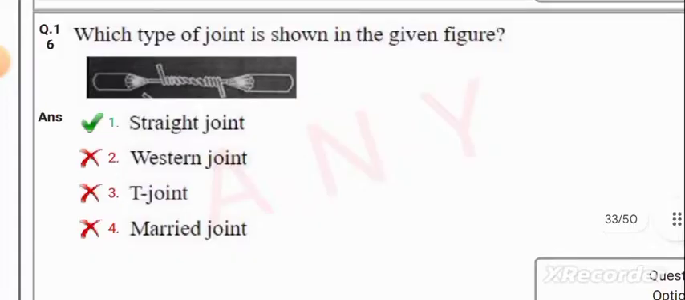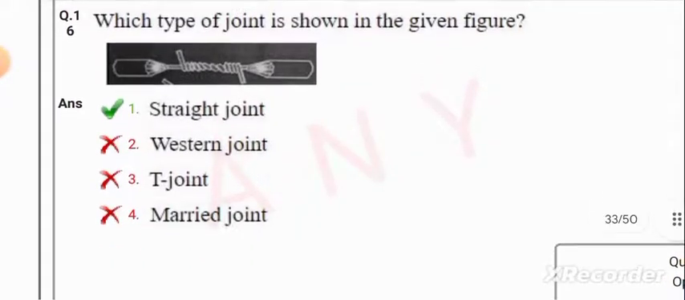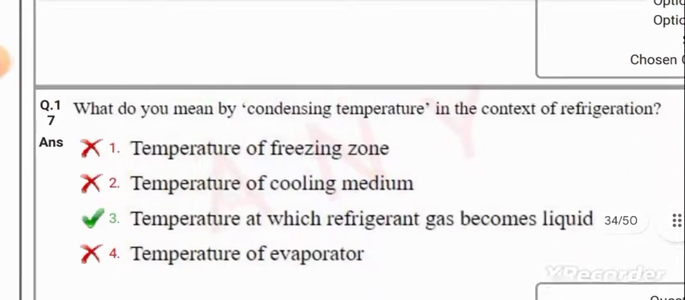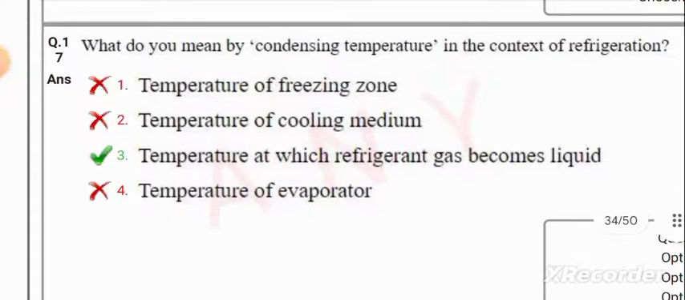Which type of joint is shown in the figure? Straight joint. What do you mean by condensing temperature in the context of refrigeration? The right answer, temperature at which refrigerant gas becomes liquid.